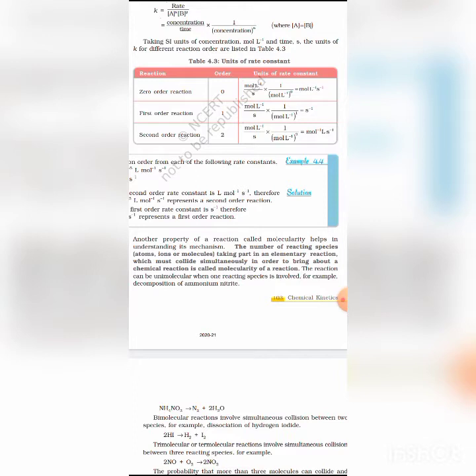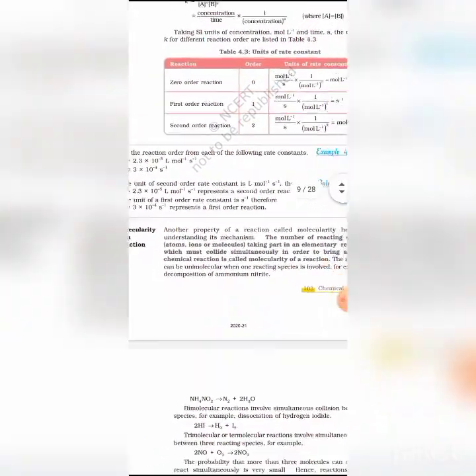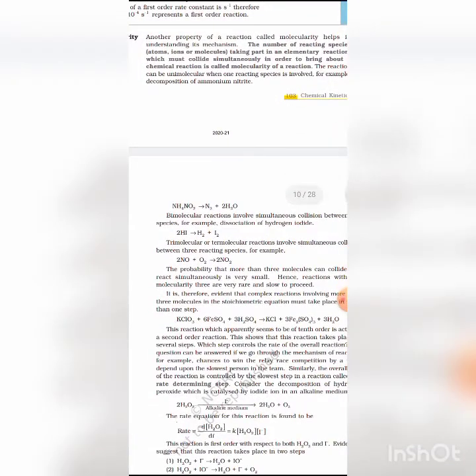Reactions are classified as unimolecular, bimolecular and trimolecular for molecularity 1, 2 and 3 respectively. For example, NH4NO2 giving N2 plus 2H2 is an example of a unimolecular reaction. When 2HI gives H2 plus I2, it is a bimolecular reaction. And 2NO plus O2 giving 2NO2 is a trimolecular reaction.